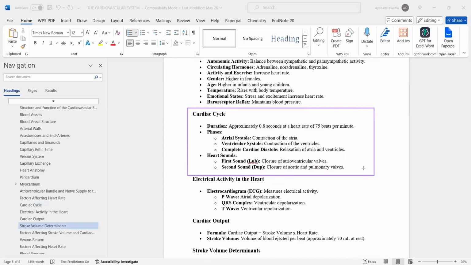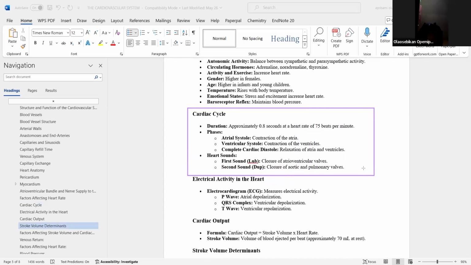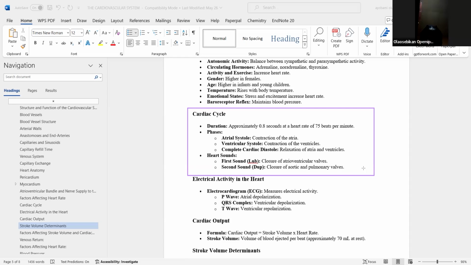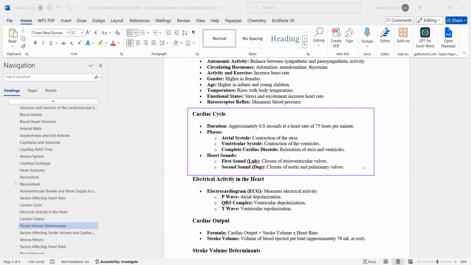The cardiac cycle. Now, the duration of the cardiac cycle is about 0.8 seconds, and our heart rate is about 75 beats per minute. There are phases of this cardiac cycle. We have the atrial systole. When you hear systole in cardiovascular anatomy, it means contraction. Then when you hear diastole, diastole means relaxation.